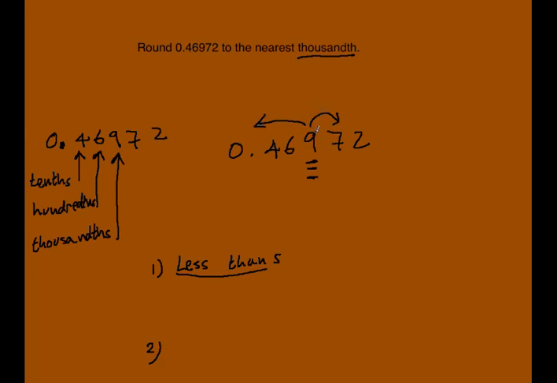Means what? We're going to leave everything here. Forget about the numbers that are to the left of the decimal. We're only interested in these numbers here. So you're going to keep them the same if the number to the right of the 9 is less than 5. And you will always drop all the numbers that are to the right of the 9. That means you will drop the 7, you will drop the 2, regardless.